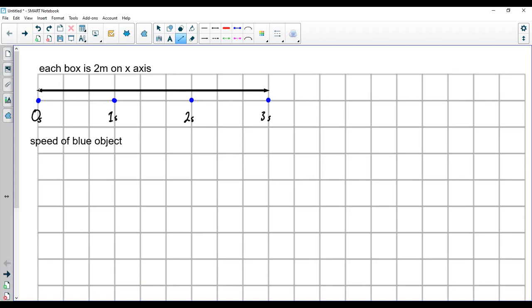How many boxes are there? 18. Okay, you give me the distance. Boxes were 9, so the distance is 18 meters, is that right? So the blue object moved from that point to that point, the 18-meter distance, in how much time?